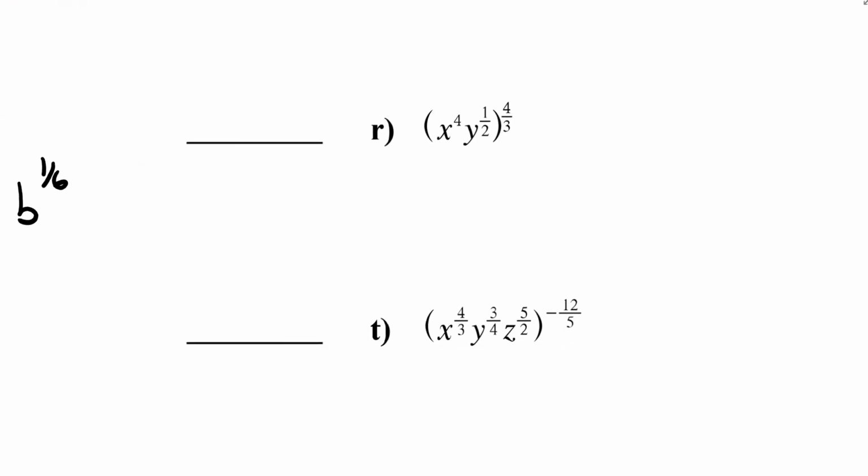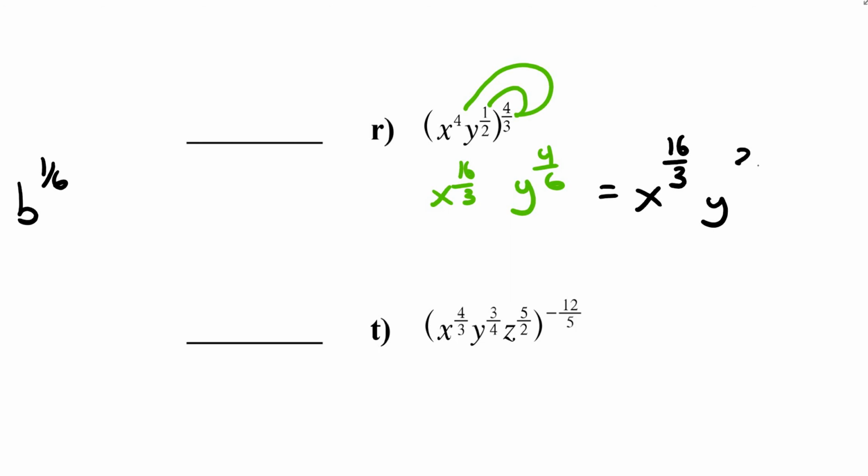And for R, once again, you're just multiplying the powers together. So 1/2 times 4/3, so that's going to be 4 over 6. And 4/3 times 4 is going to be x to the power 16 over 3. And if you want to simplify that, that's going to be x to the power of 16 over 3 and y to the power of 2/3. So that's your final answer for that one.